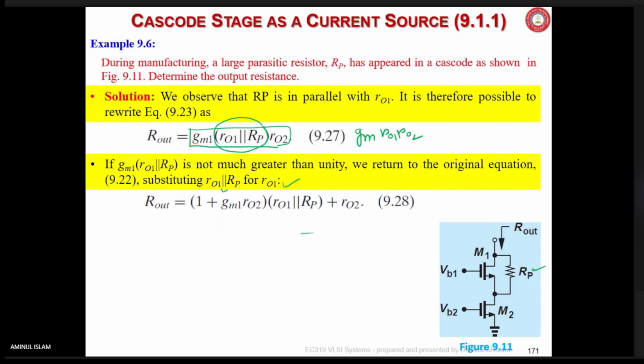So PMOS can also be used. During manufacturing a large parasitic resistor RP has appeared in a cascade as shown in the figure. Determine the output resistance. Is it possible to understand? Look at this and tell me. Same concept, nothing new.